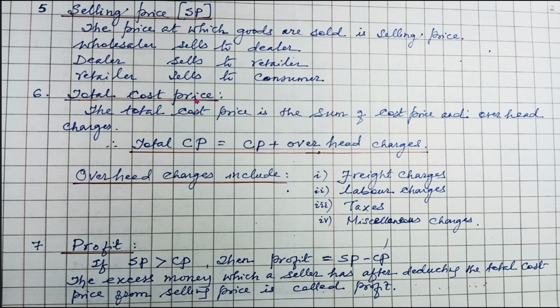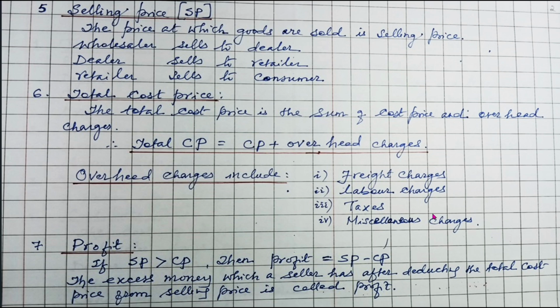Now, the total cost price. The total cost price is the sum of the cost price and overhead charges, that is, total cost price is equal to the cost price of the article plus overhead charges. When we talk about overhead charges, they include the freight charges, that is transportation charges, the labor charges, the taxes, and various miscellaneous charges. So the total cost price is found by taking the cost price of the article and adding the overhead charges.